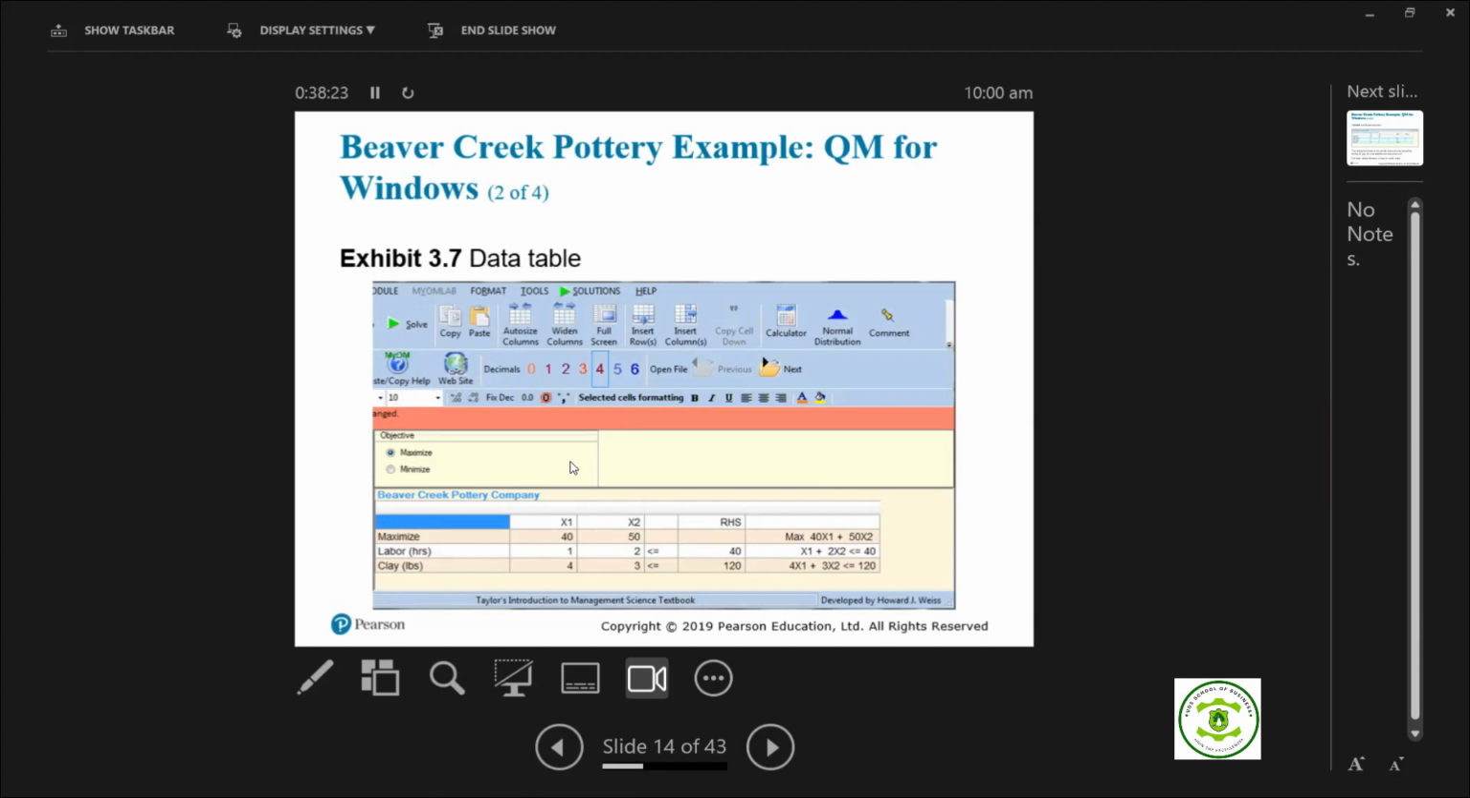So once you enter the values, you see the green arrow with solve. Just click on it, and it will solve it for you.